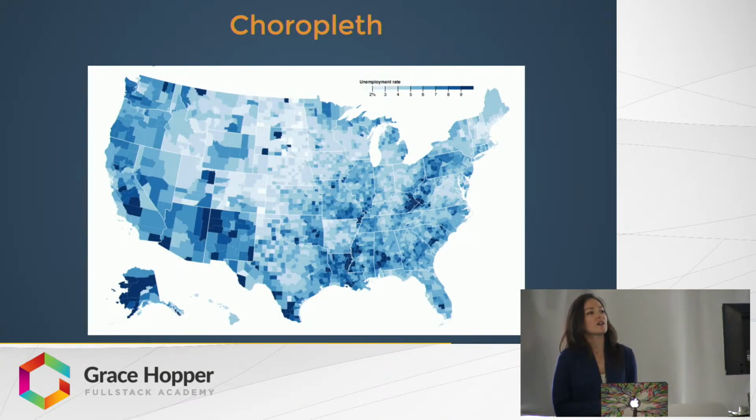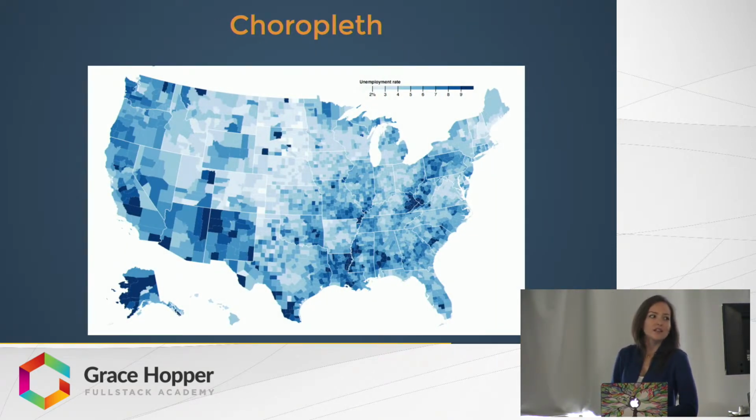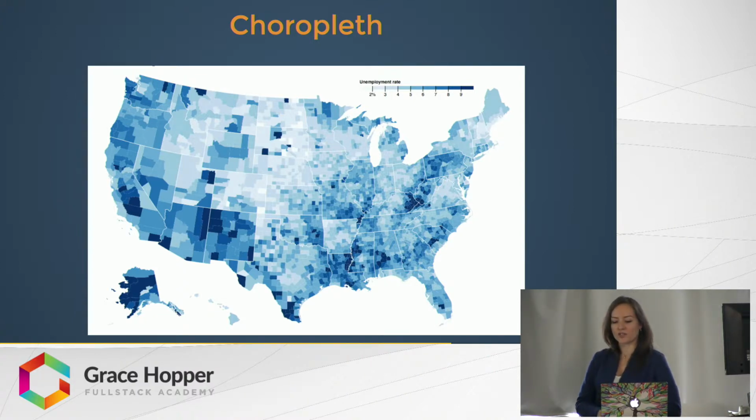Choropleths are widely used as well. This choropleth shows the unemployment rates as of August 2016, and the unemployment rates for the regions with darker colors are higher compared to the regions with lighter colors.